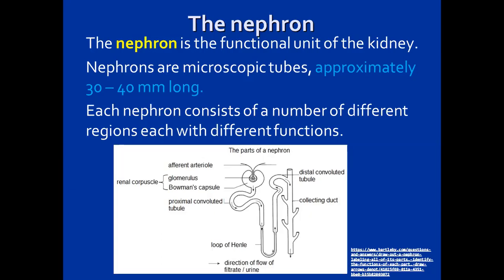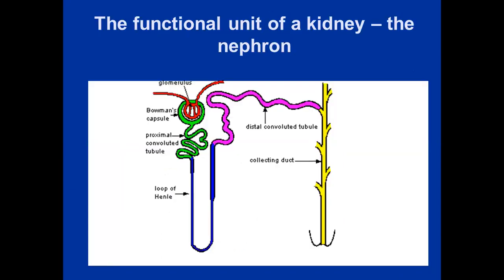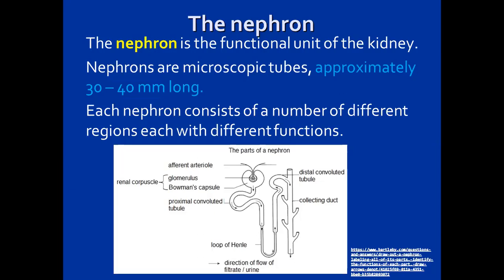And each nephron consists of a number of different regions, each of which has a different function. So if we have a look here on this particular drawing, there are two main parts to a nephron. The first part is this little structure here, and that is called a renal corpuscle or a Malpighian body. Both of those terms are acceptable, and I'll show you that in writing now. So, renal corpuscle or a Malpighian body. It's this little round structure, and this is the part that filters blood.